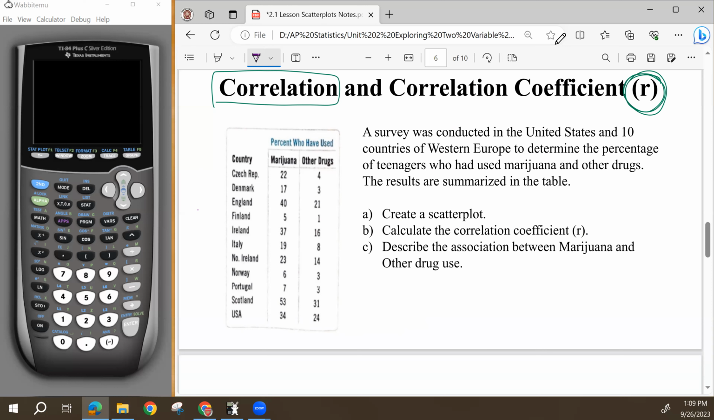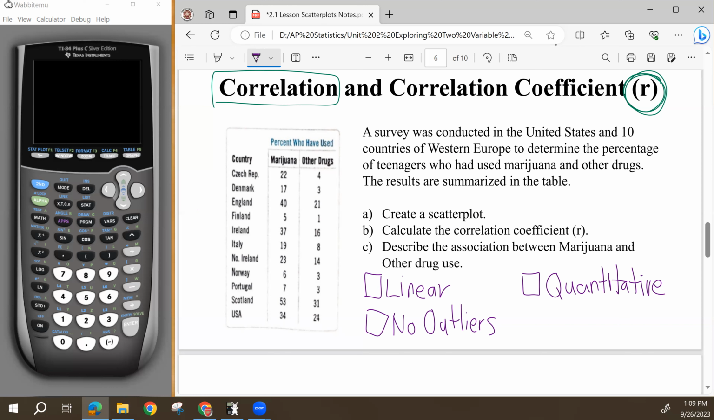When we create our scatter plot, we need our data to be linear. We need to have no outliers or no points that would make you feel like that's a potential outlier. And of course, in order to calculate correlation, our data has to be quantitative. So this has to do with quantitative data and not categorical.